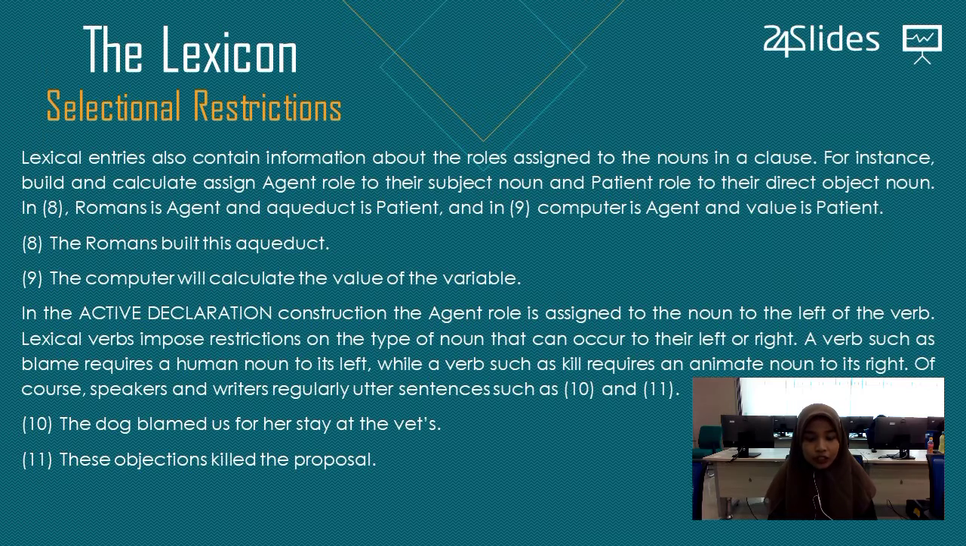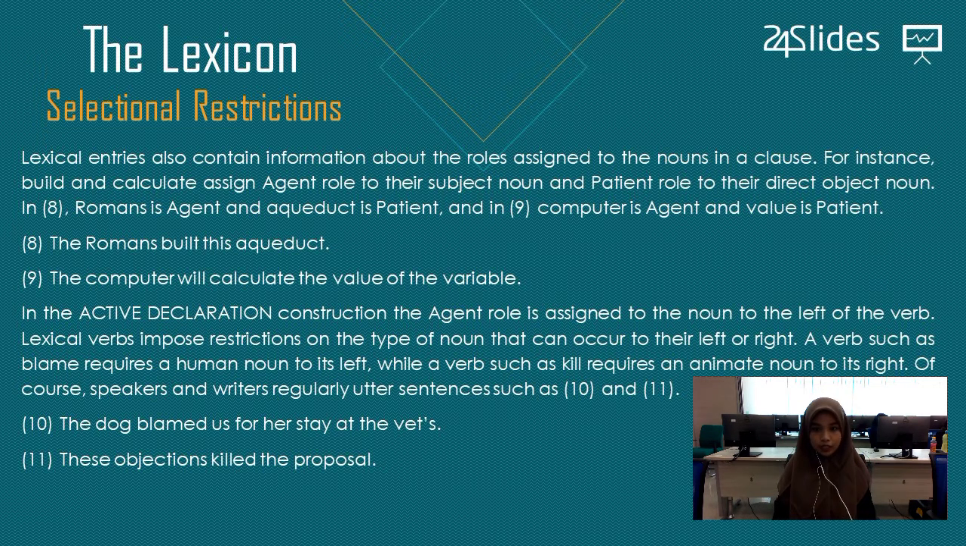In the active declarative construction, the agent is assigned to the noun to the left of the verb. Lexical verbs impose restrictions on the type of noun that can occur to the left or right. A verb such as blame requires a human noun to its left, while a verb such as kill requires an animate noun to its right. Of course, speakers and writers regularly utter sentences such as 10 and 11. The 10 is the dog blames us for his stay at the fest, and 11 is the dog's objections killed the peroxide.